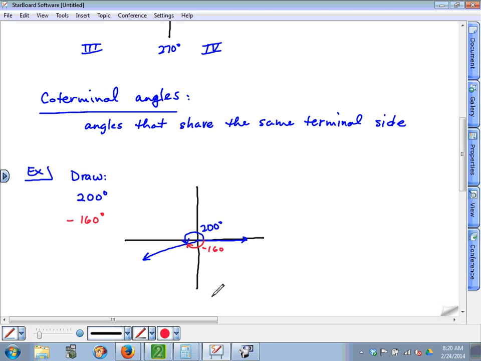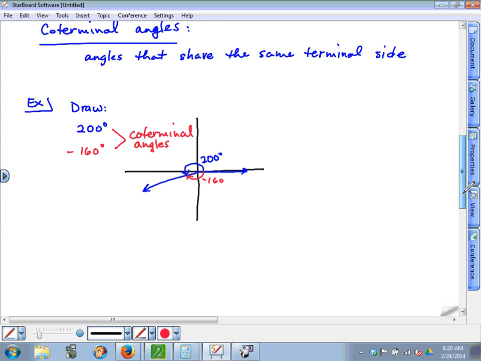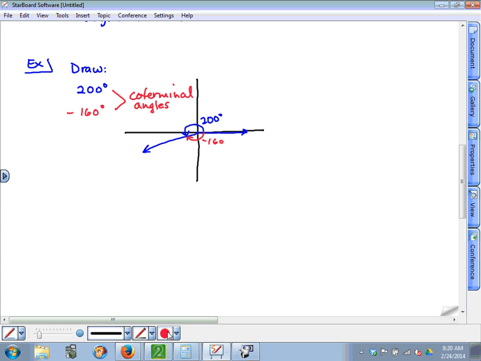What are these examples of? Coterminal angles. Yeah, coterminal angles. Every angle is going to share the same initial side because everything starts by going along the x-axis here. The coterminal angles share the same terminal side as well. They're just measured differently. Okay. Let's try another one real quick. Draw a new graph.